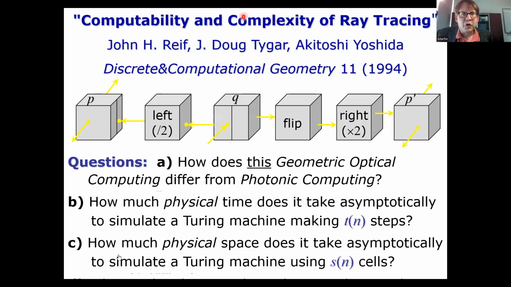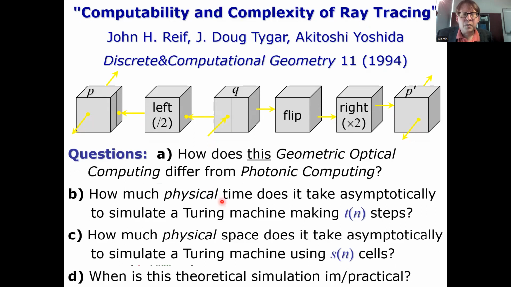Remember, a Turing machine is supposed to have an infinitely long tape. All computers have only finite memory. So in some cases, a Turing machine is a good way of capturing our digital computers. In other cases, it isn't. And similarly, the question is, when is this geometric optical computer practical, and when is it impractical?